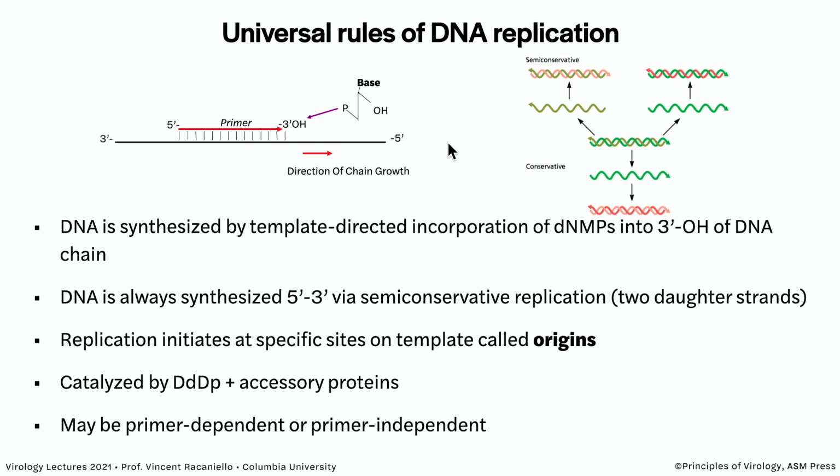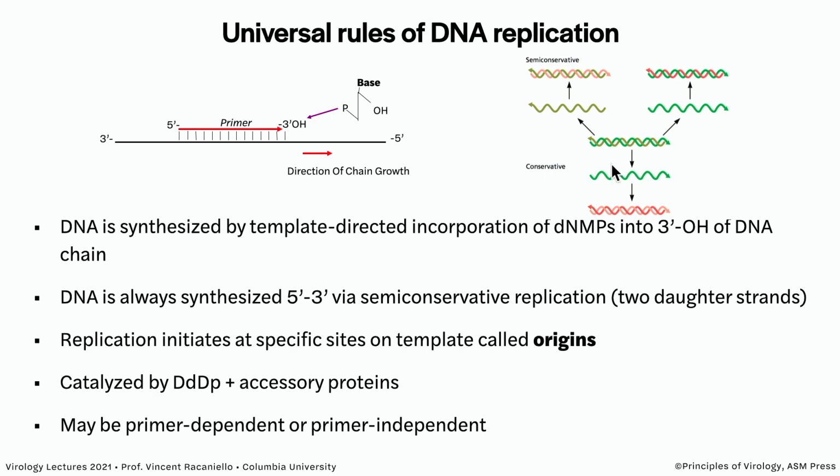You have a template, of course, a primer, and then the bases are added to the 3' end according to the template, and the DNA is always synthesized in a 5' to 3' direction. The template is copied in a 3' to 5' direction, but the DNA is made in a 5' to 3' direction, and it is called semi-conservative replication because we make 2 daughter strands. I don't know why they're daughters. It's always been called daughter strands.